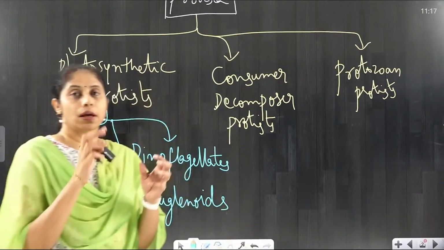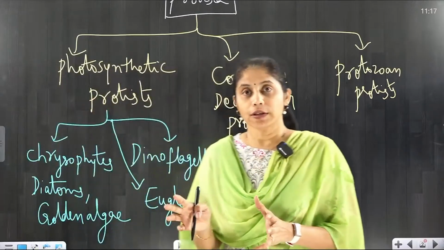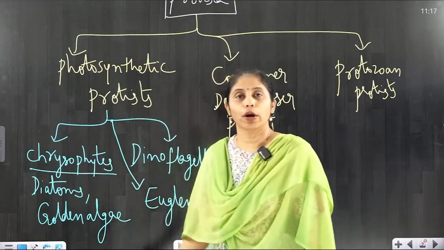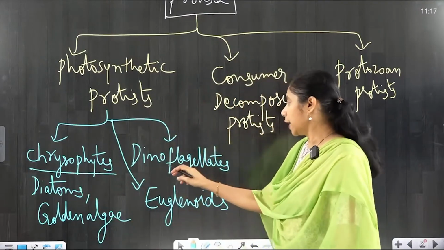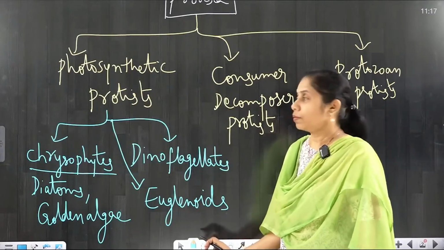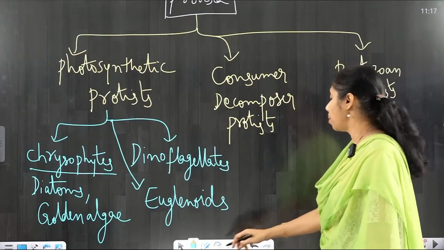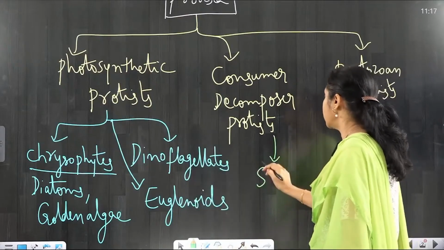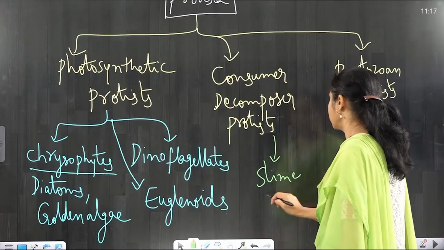So there are three categories under the photosynthetic protists. The first ones are chrysophytes. Under this, the examples of diatoms and golden algae will be there. And the second group are dinoflagellates. And the third group are euglenoids. Then in the consumer decomposer protists, we have only one thing, that is slime molds.